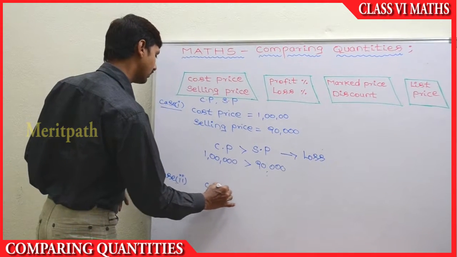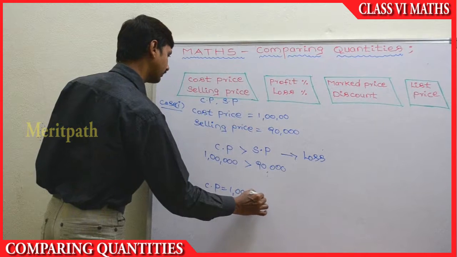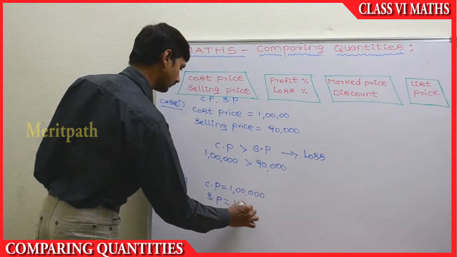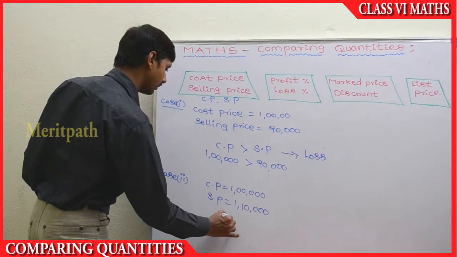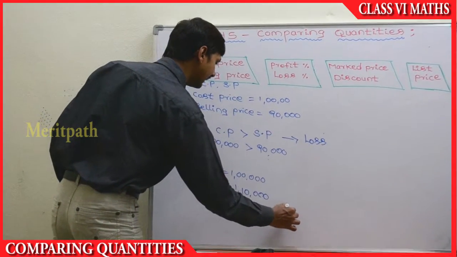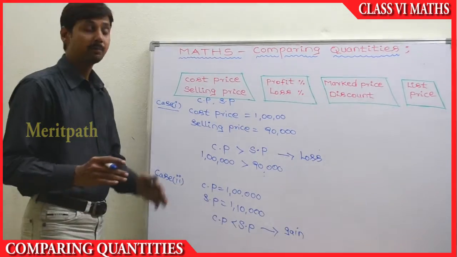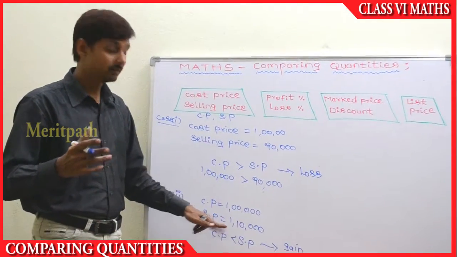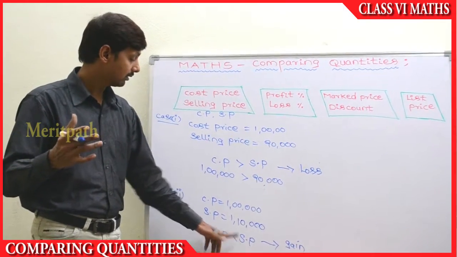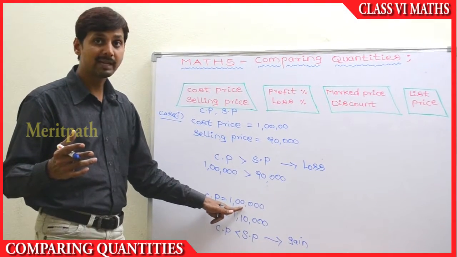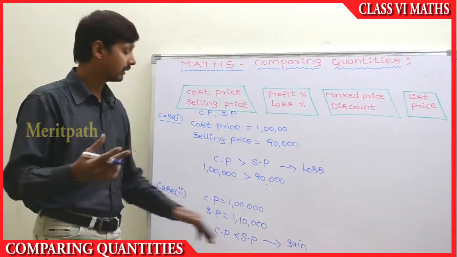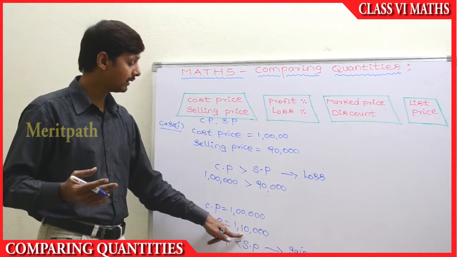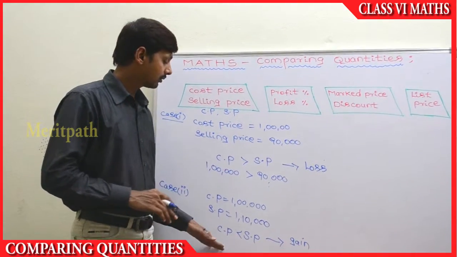if the cost price is 1 lakh rupees and the selling price is 1,10,000, then SP is greater than CP, so we'll get a gain. We purchased for 1 lakh rupees and sold it for 10,000 rupees more, so we'll get a profit, because we added some amount to it. We sold it for an extra amount, that is 1,10,000 rupees. So we got a 10,000 rupees profit. That means we get a gain of 10,000 rupees. This is what we call gain.